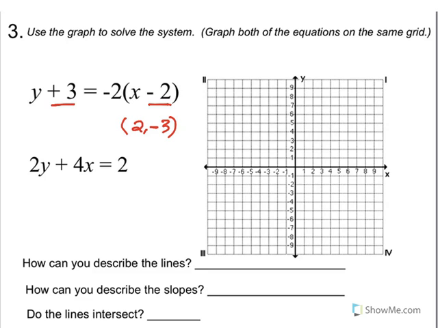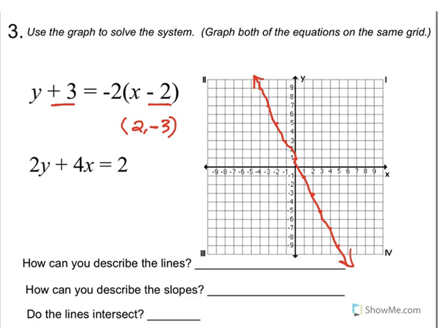So I go over to 2, I go down to -3. There's my point. Okay, and then my slope here is -2. So this says go down 2 and right 1. Down 2, right 1. Or go up 2 and left 1. Okay, so we got my points. Remember, we want to graph as many points as possible. There's my line.